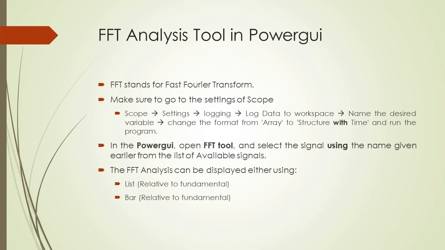First, open a scope, then open Settings. In the pop-up window of the Settings, click on Logging tab, then activate Log Data to Workspace. Once activated, give a name to your variable and change Save Format to Structure with Time, then click OK.